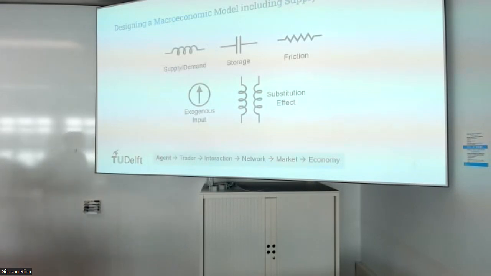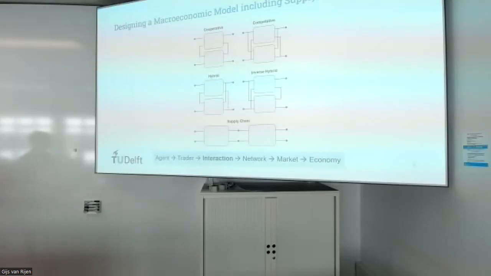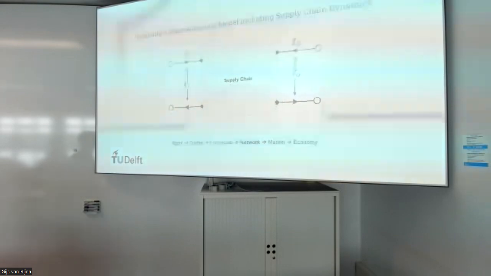We're taking a bottom-up modeling approach, starting from the individual electrical components that represent economic processes. From these processes, we can subsequently design, for instance, a trader, which is a type of agent. Then these traders we can interconnect in various ways to model various types of economic interactions. Then we can combine these interactions into a network, in this case, a supply chain network.